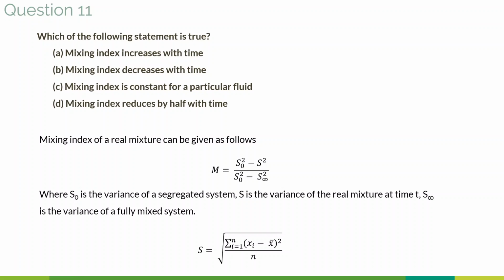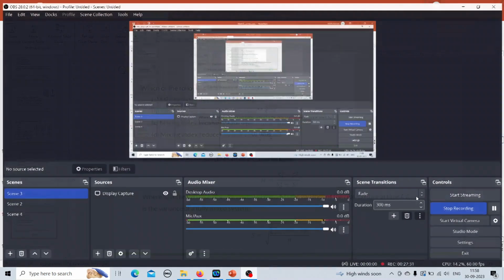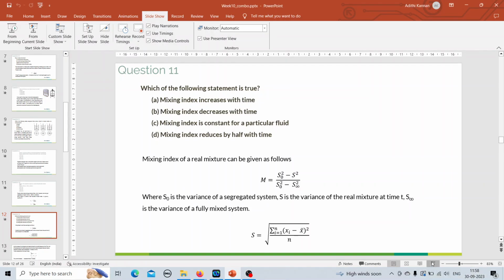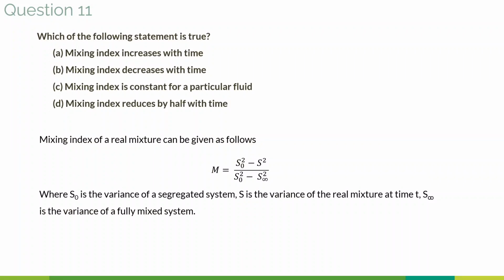So s naught is the variance of a segregated system, that is at time t equal to 0. And s is the variance of the real mixture at time t. And s infinity is the variance of a fully mixed system. So at time t equal to 0, the components of your system will not be mixed, they will be segregated. So the variance calculated at time t equal to 0 will be the variance of a segregated system, also known as s naught square.